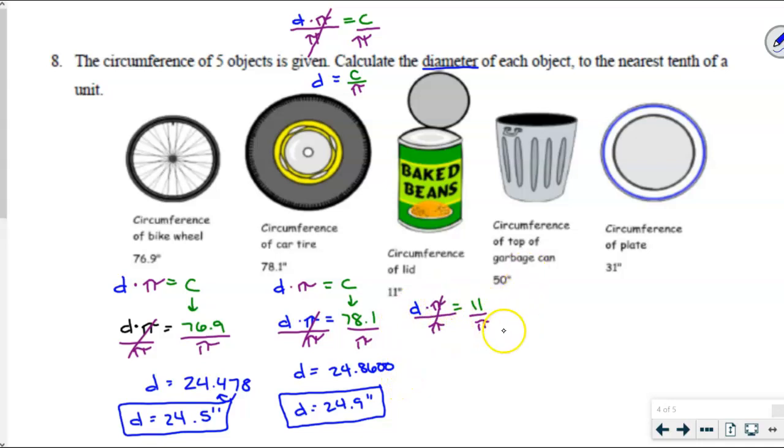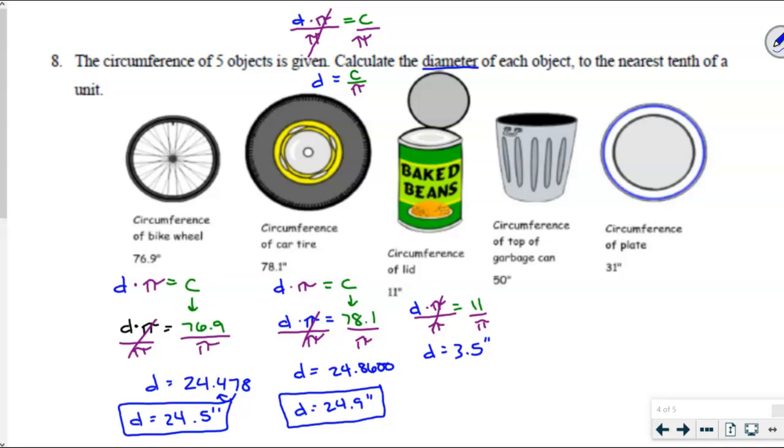We have the diameter is equal to, you said 11 divided by pi. Tell me one more time what you got. About 3.5. And the units would be inches. Good. 11 divided by pi. The rounding was done accurately, 3.501. That 0 is not going to make that 5 go up to a 6, so 3.5 inches.